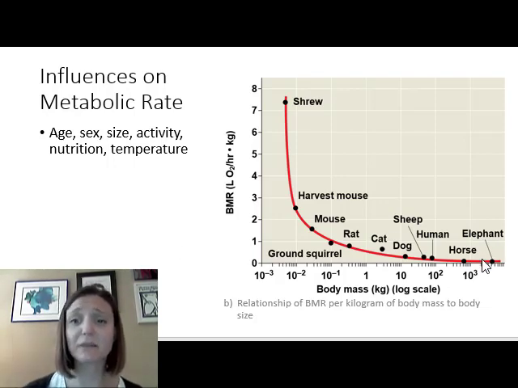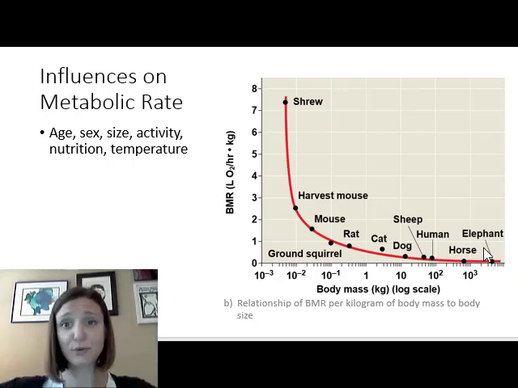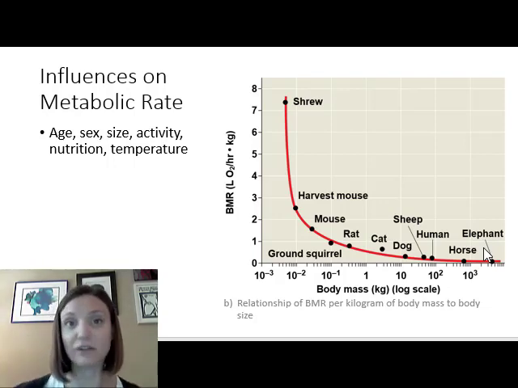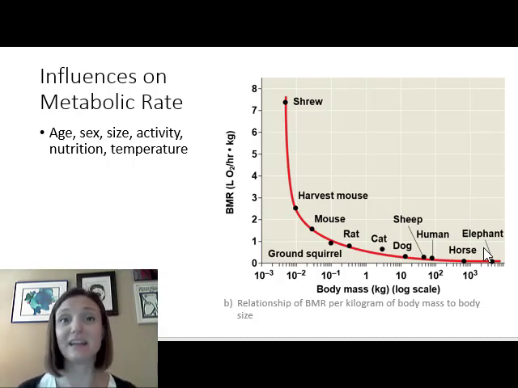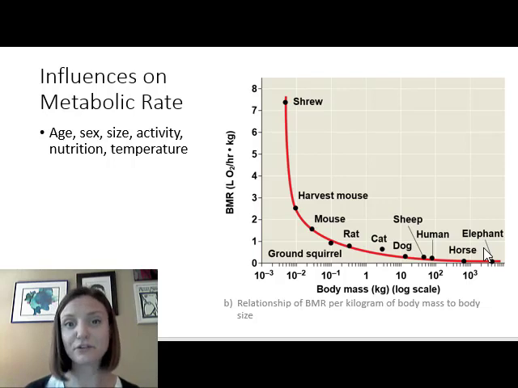And then compare that to something massive like an elephant. Elephants are huge, right? So their surface area to volume ratio, they have a very small surface area compared to their overall volume, so they're losing less heat to their environment. So they don't have to spend as much of their basal metabolic rate to maintain that body heat, even though they are so much larger, right?